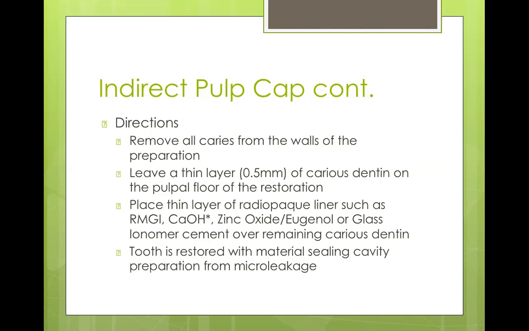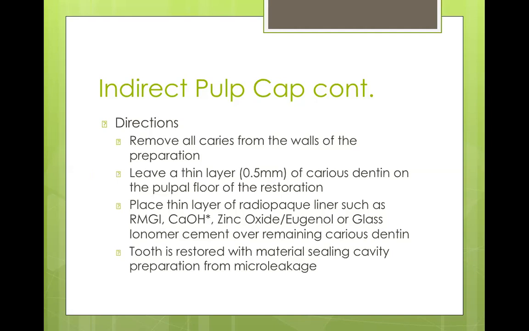You can use zinc oxide eugenol or glass ionomer. Usually if you use something like calcium hydroxide, because it's very brittle and it kind of breaks apart and it can be porous and allow seepage of fluids through it. Generally, I put an RMGI over my calcium hydroxide if I do use it.